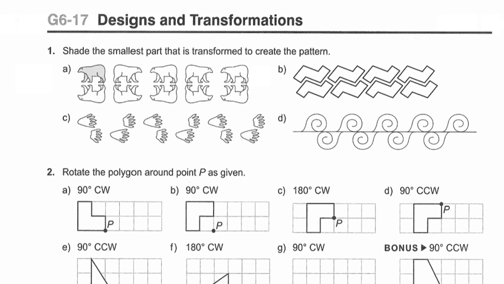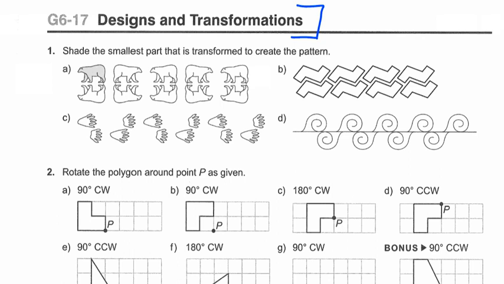Okay, this is Jump Math Grade 6, Book 2, and we're on page 60, Designs and Transformations. So again, this word transformations means all of the three you've been learning about, including translations, which are slides, rotations, which are turns, and reflections, which are flips. So you get to play with that and with patterns to make some different designs.